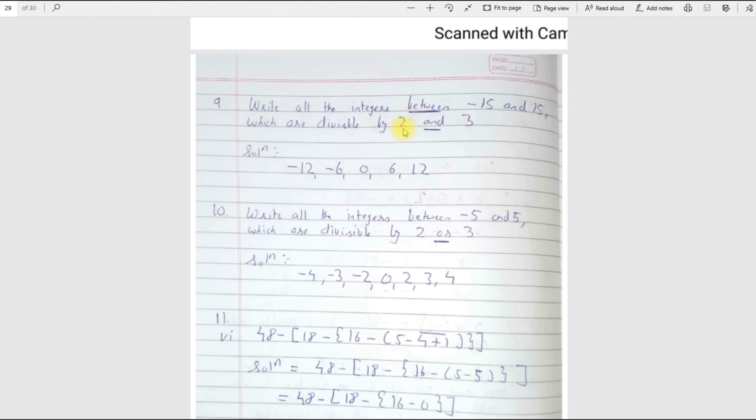Therefore, I will not write a particular part. Then minus 13 is not divisible by both of them because it is a prime number. Minus 12, yes, minus 12 is divisible by 2 also and divisible by 3 also. So minus 12 I wrote over here.